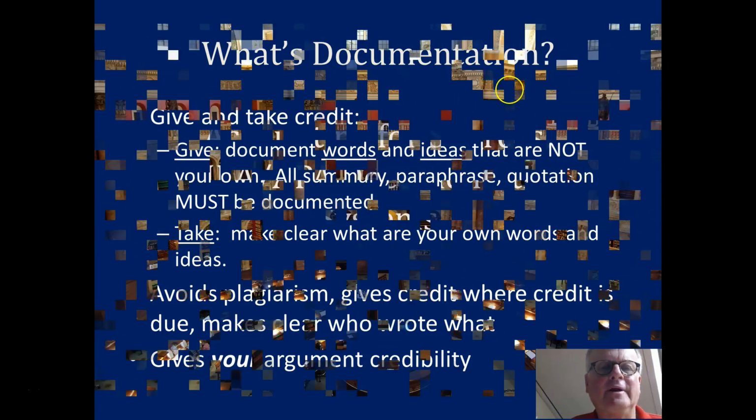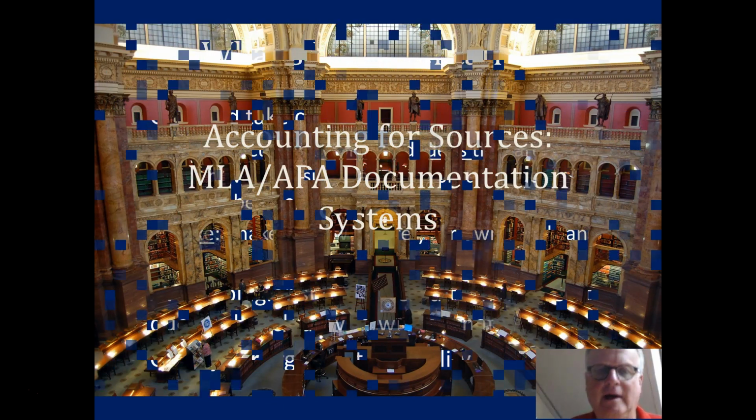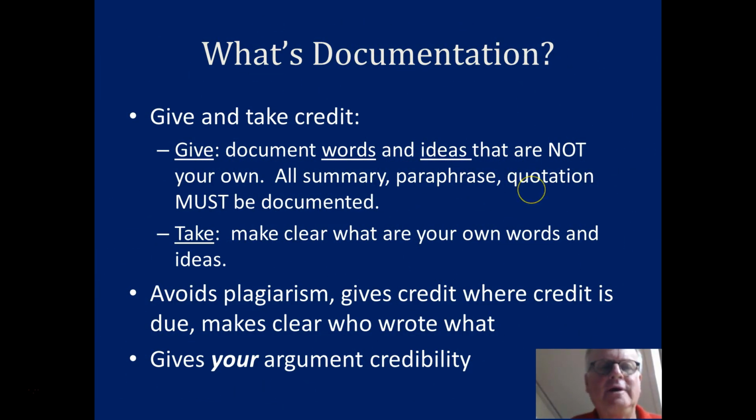Documentation, very simply, is all about giving credit and taking credit. You give credit to the sources that you've used, and you take credit for your own thinking and your own language. The whole point of documentation is to avoid plagiarism, and it gives credit where credit is due, and it makes it clear who wrote what. Also, if it's done right, it can add credibility to your own argument, which is really what you want to do. This goes back to this idea of ethos. It's part of that process of making you a credible writer, a credible commenter on the particular issue you've assigned yourself.